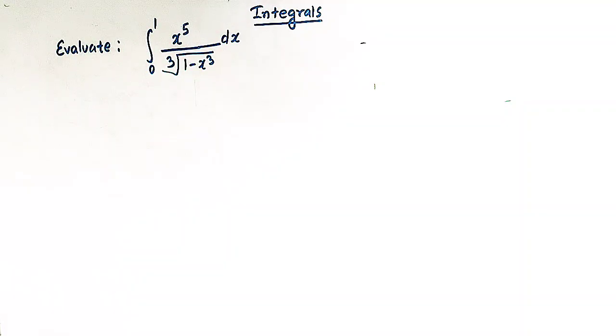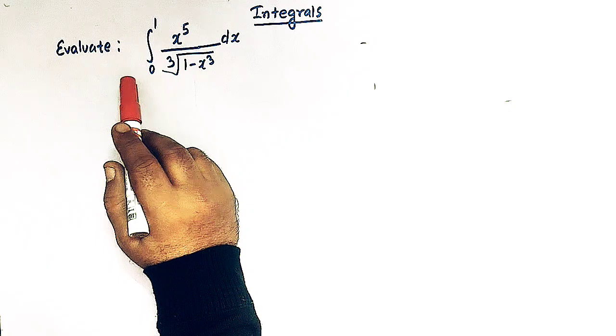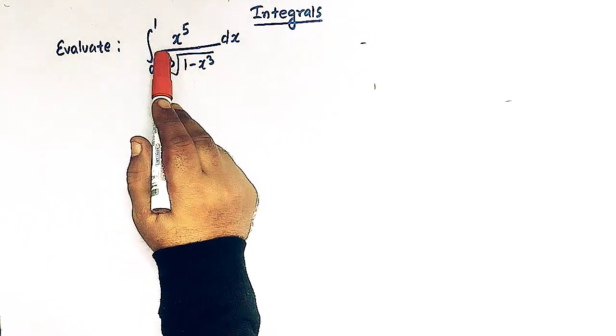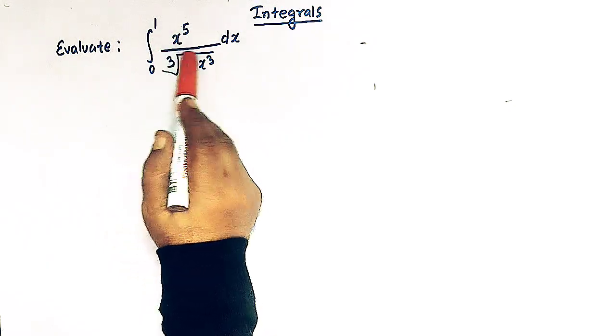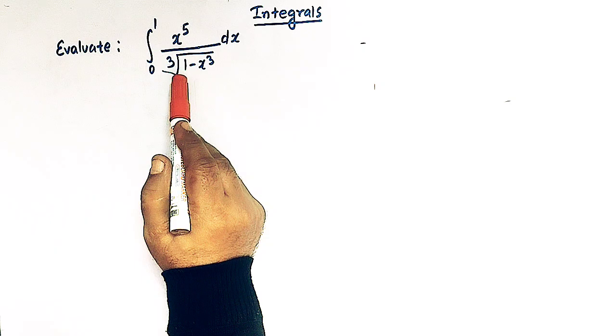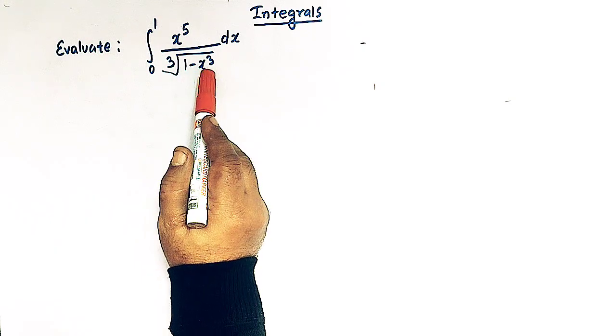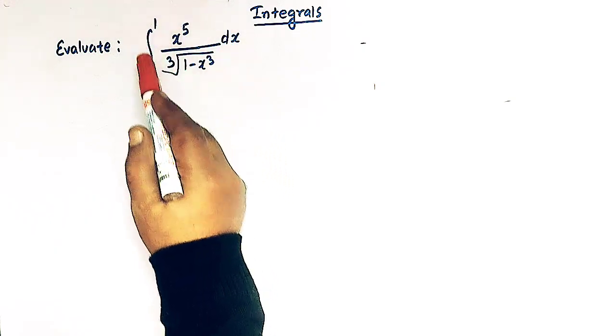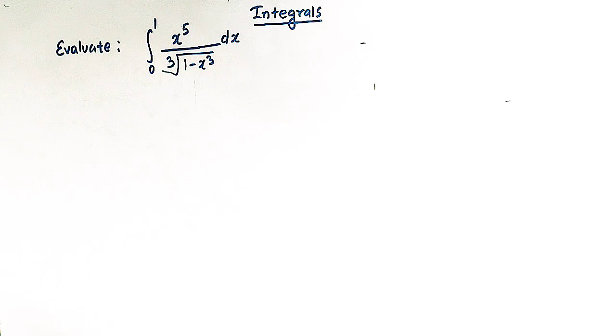Hello, viewers. In today's session, we are going to discuss another important problem from integrals. In this class, we are going to evaluate this integral from 0 to 1, x raised to 5 divided by the cube root of 1 minus x cube. We'll evaluate this integral with the help of the concept of beta and gamma functions.